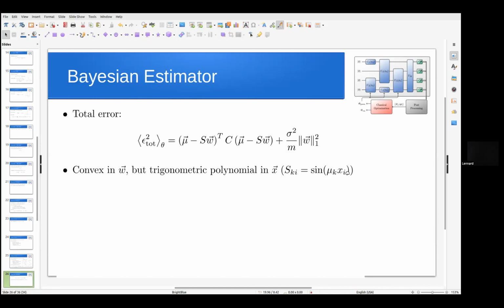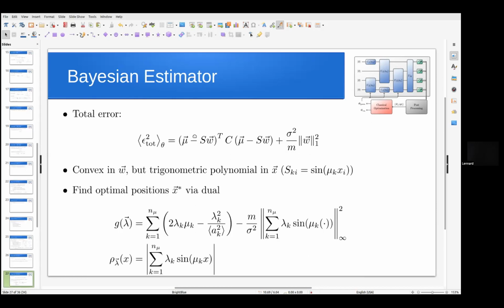It's a trigonometric polynomial in X, which makes it a bit more annoying to solve. But that's because it's a convex quadratic plus one norm, right? Of course, exactly. So this is quadratic and this is the one norm. The S is nasty, of course. In particular, the S depends on X in a funny way. Exactly. But it's not that hard to solve. The idea we used is to find a dual with respect to W for some guessed fixed X, and then we can get this function G.